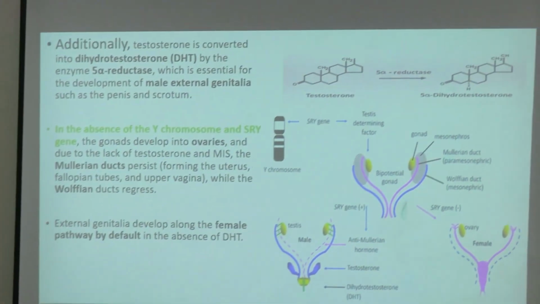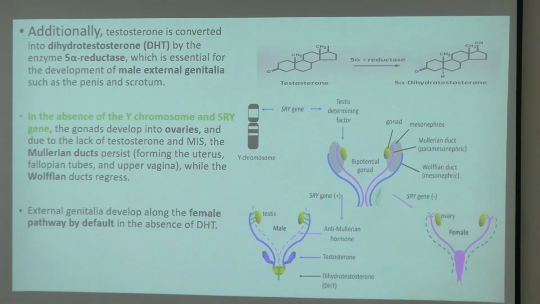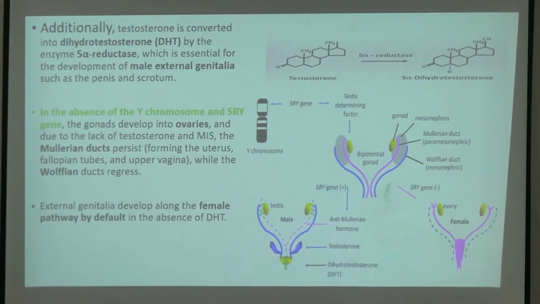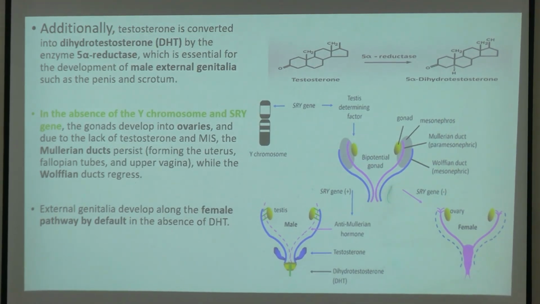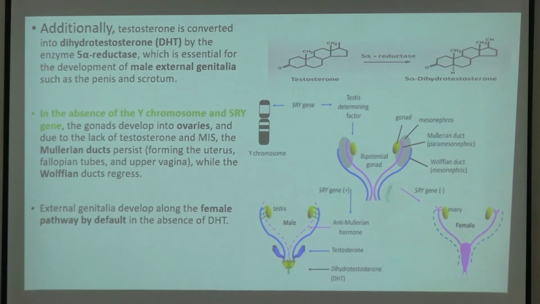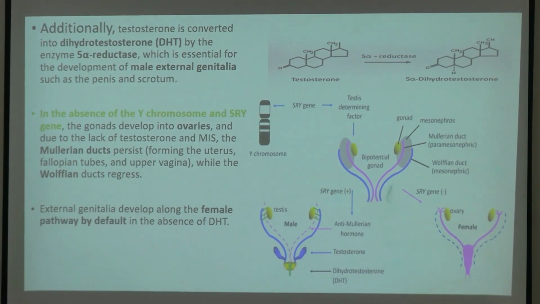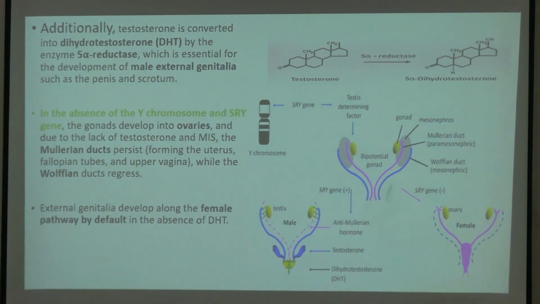But here, in the absence of the Y chromosome, there is an absence of the SRY gene. So in the absence of the SRY gene, by default there is development of the female reproductive organs, the female internal genitalia, right?